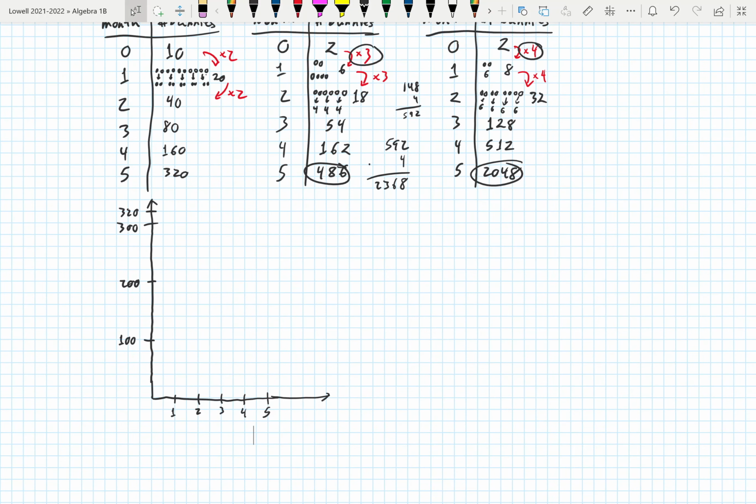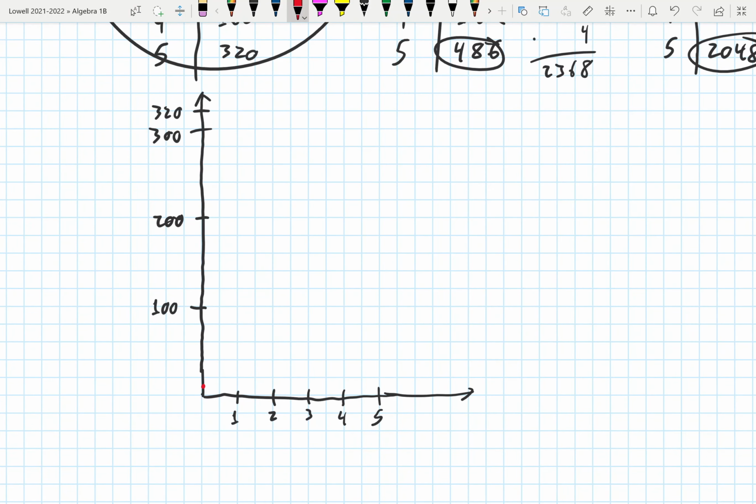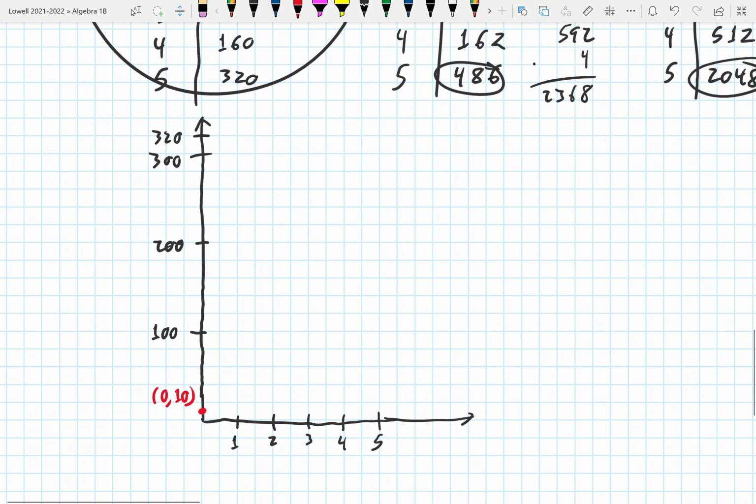Alrighty. So again, I'm graphing case 2 right here. In month 0, that's our y-intercept, our starting point. I'm going to graph this in red here. We have 0, 10. So I'm going to plop this right there. Okay. Our next point is at 1, 20. So that's going to be right here.